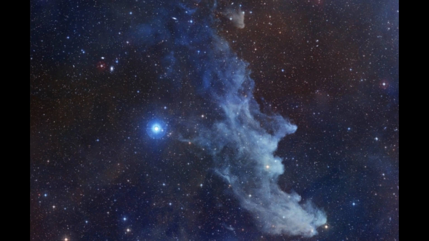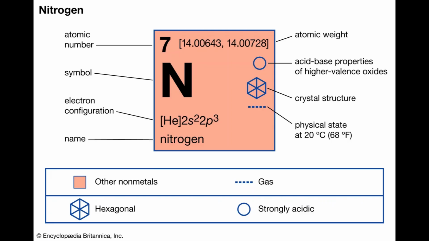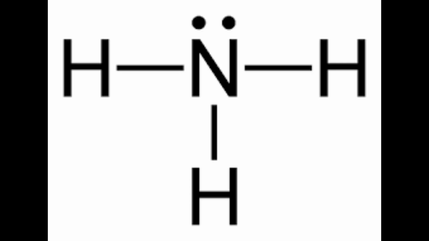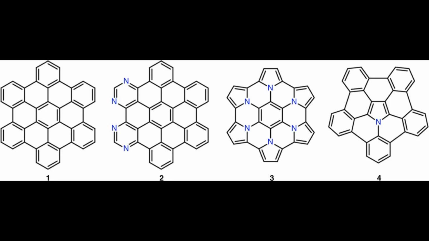When we look at the interstellar medium, we observe less nitrogen, mostly in the form of ammonia, than we would expect based on its overall abundance in the universe. Recent research has indicated that the missing nitrogen is incorporated into the scaffold of polyaromatic hydrocarbons.